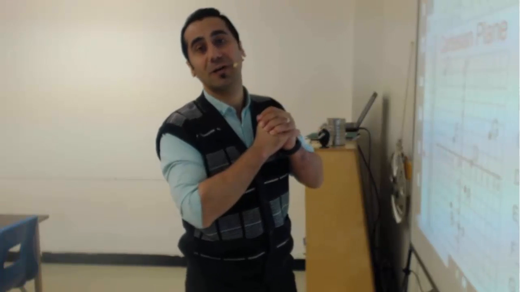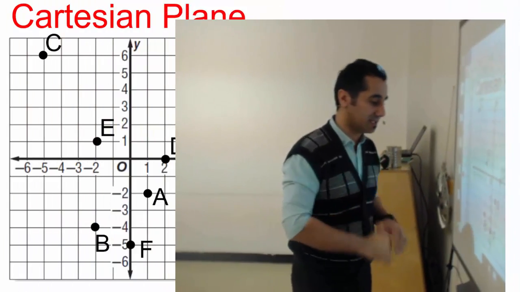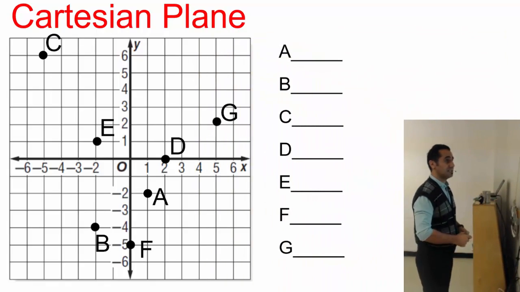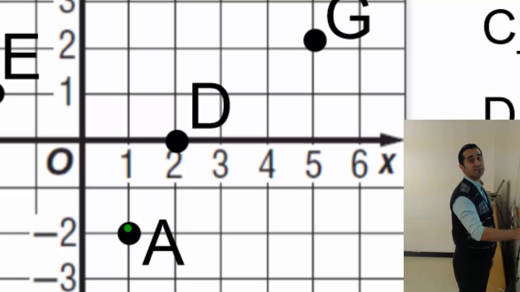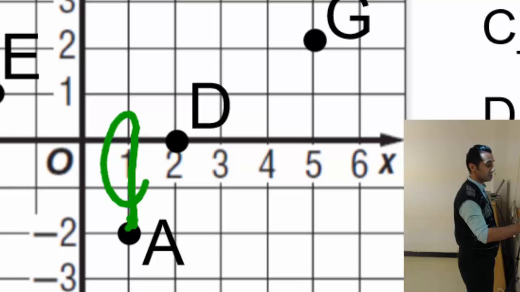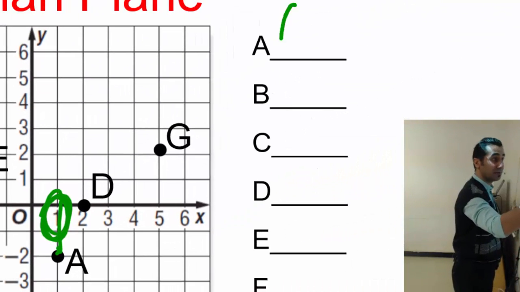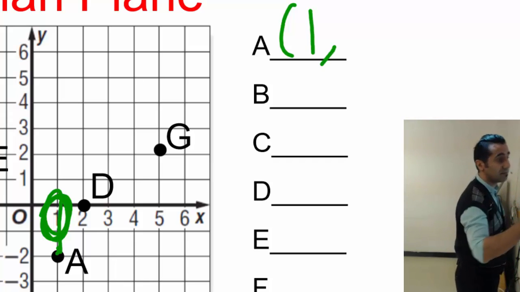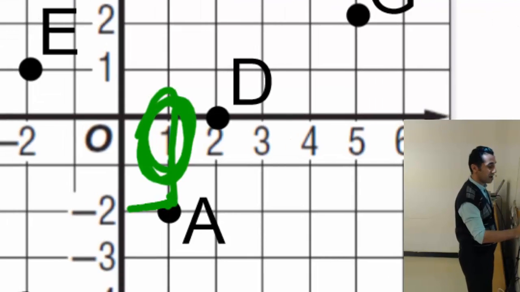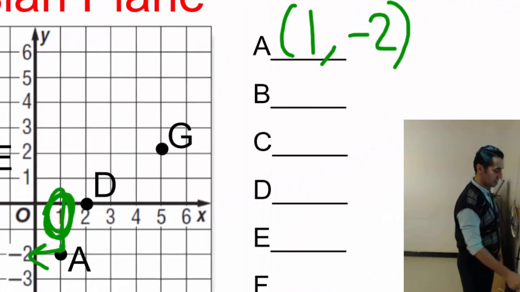We're gonna locate the points by figuring out their coordinates. Let's start with A. A is right here. And remember, we always start with x first. So we need to write down 1 first. Open the bracket. That's important. Write down the x value 1, comma, and then the y value, which is negative 2.